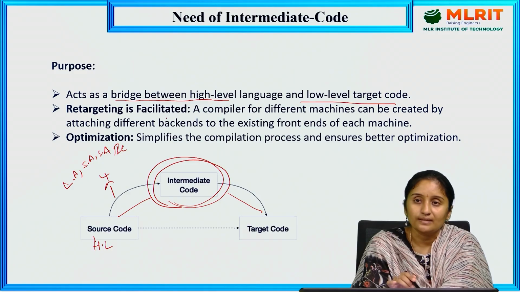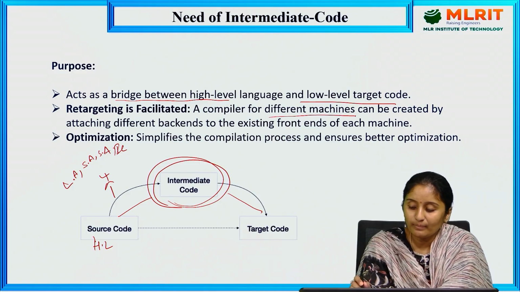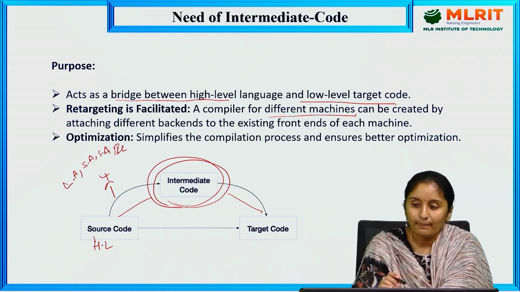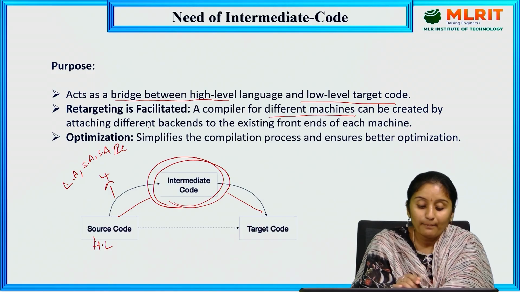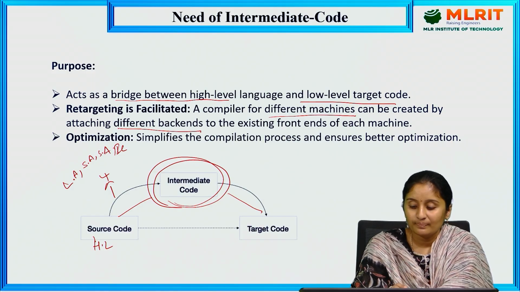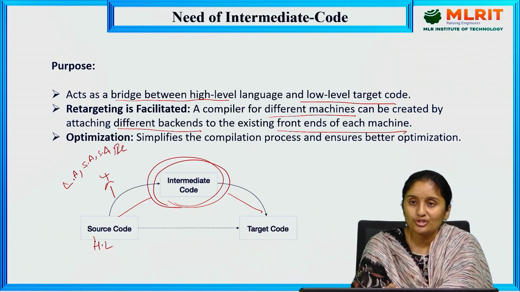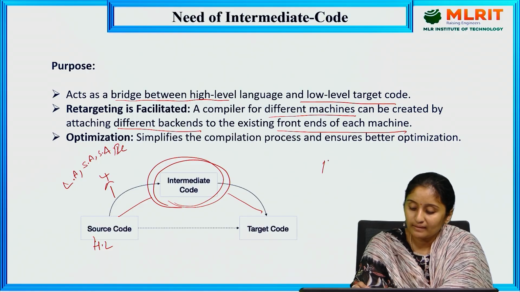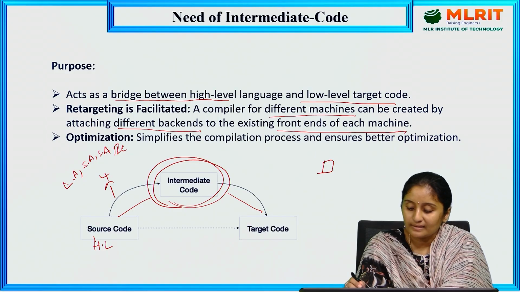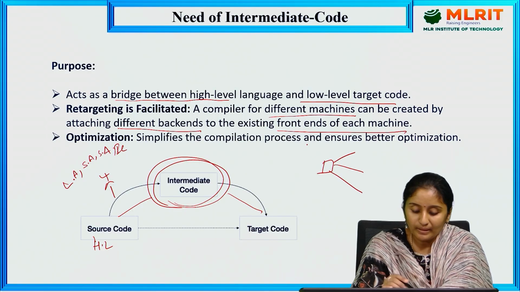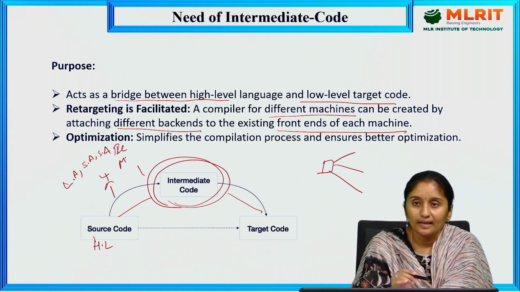Retargeting is facilitated. A compiler for different machines can be created by attaching different backends to the existing front ends of each machine. Here a compiler has different backends for different machines, and we can have a single front end, as it is machine independent code.